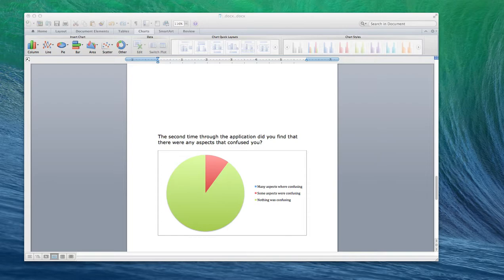And were there any new pain points discovered? No, not really. There weren't. So that was definitely good.